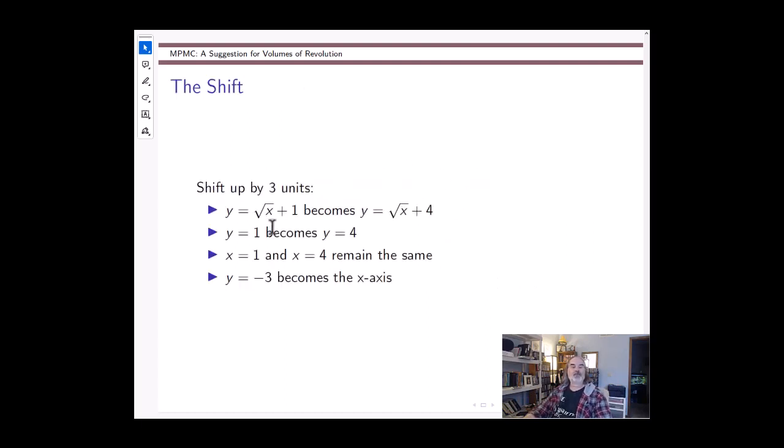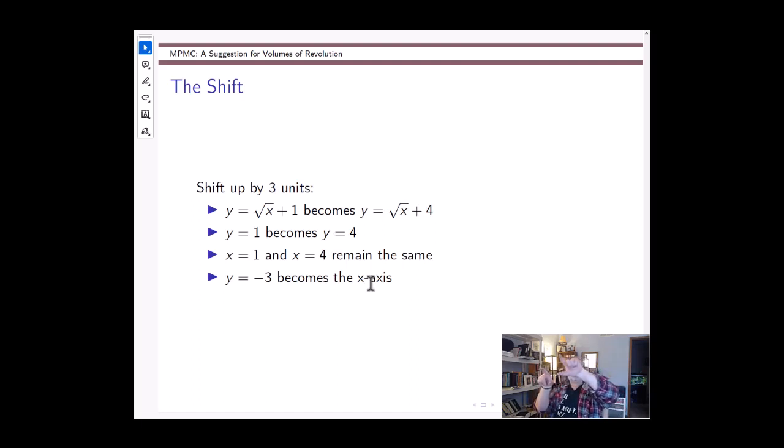So if we take y equals root x plus 1, shift that up by 3 units, that's now y equals root x plus 4. The bounding axis below, y equals 1, becomes y equals 4. The left-hand endpoints remain the same, right? The vertical shift doesn't have anything to do with x equals 1 to x equals 4. And the key to this is that the axis of revolution that was y equals -3 becomes the x-axis. So this is a disks problem, or actually it's a washers problem, because we have y equals 1 as the lower edge underneath the square root curve.